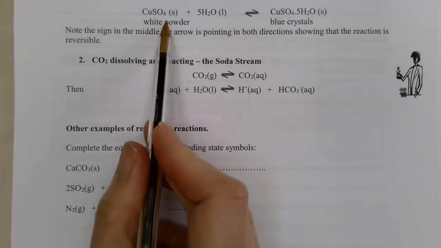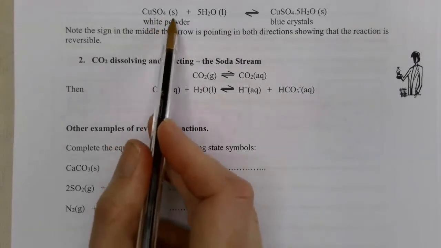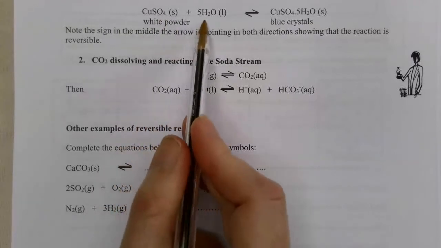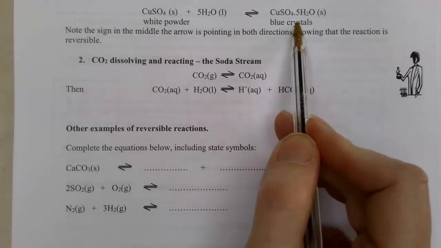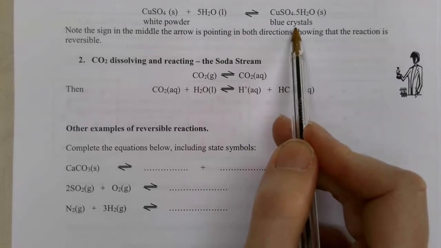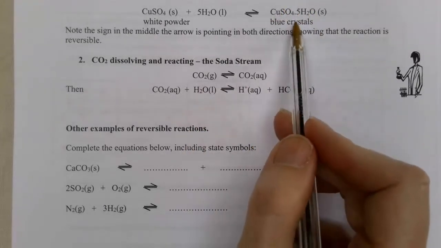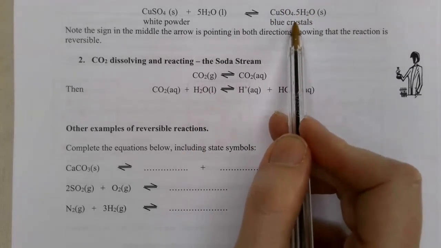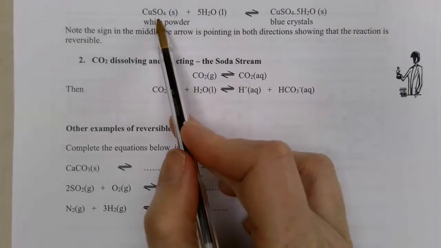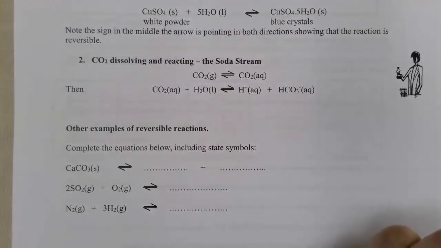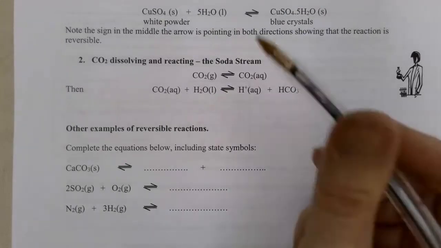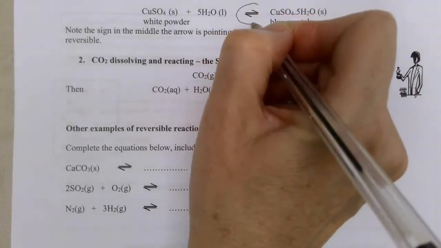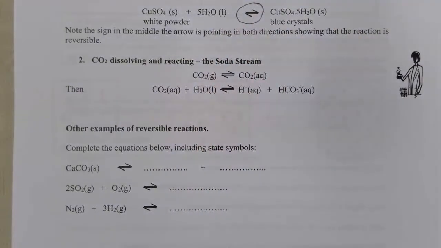We have anhydrous copper sulfate, which is this white powder. If you add water to it, it will turn it into these blue copper sulfate crystals. If we heat these blue copper sulfate crystals very carefully, we can drive off the water and turn them into this white powder. So that's an example of a reversible reaction. We show that using this symbol here, an arrow pointing in both directions.